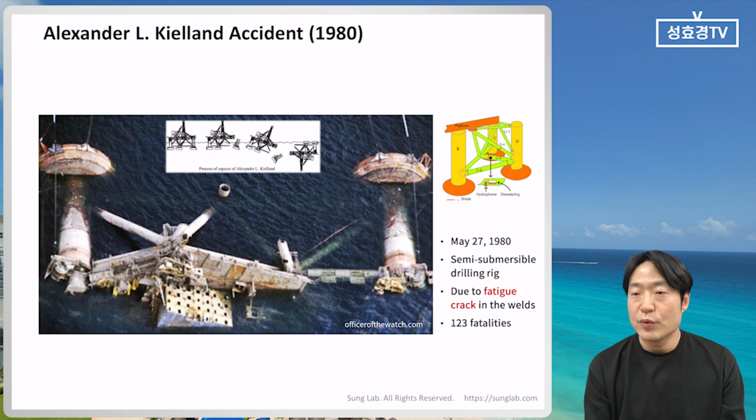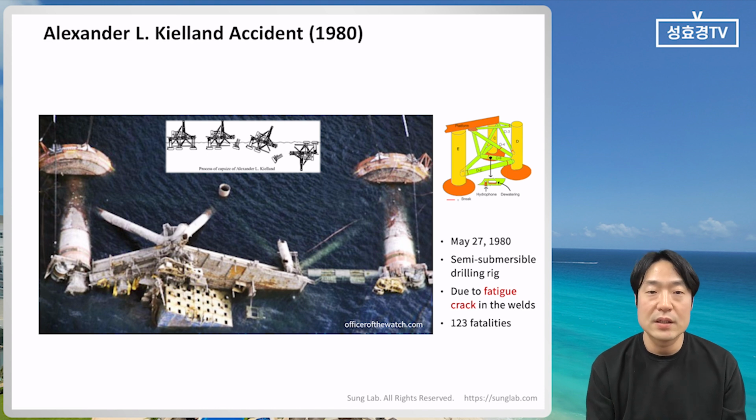This one is a little bit different, and not for an airplane. This one is for a semi-submersible drilling rig in the ocean. It is named the Alexander Kielland accident, 1980. Due to fatigue cracks in the welds, they had an accident like that. When we weld, a heat affected zone is formed near that part. Because of that, the grain size increased, and it is a little bit different from the base metal, so that is a very weak part.